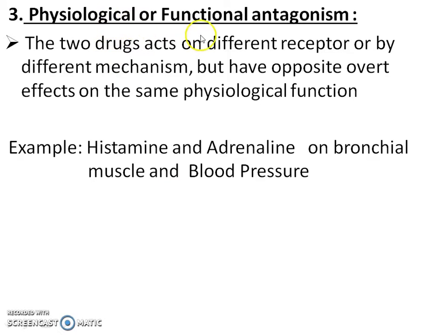In physiological or functional antagonism, the two drugs act on different receptors or by different mechanisms but have opposite overall effects on the same physiological functions. For example, histamine and adrenaline show opposite effects on bronchial muscle and blood pressure. Histamine shows its effect through H1, H2, H3 and H4 receptors. Histamine contracts the bronchial muscle and decreases the blood pressure, whereas adrenaline acts through alpha and beta receptors and it dilates the bronchial muscle and increases the blood pressure.